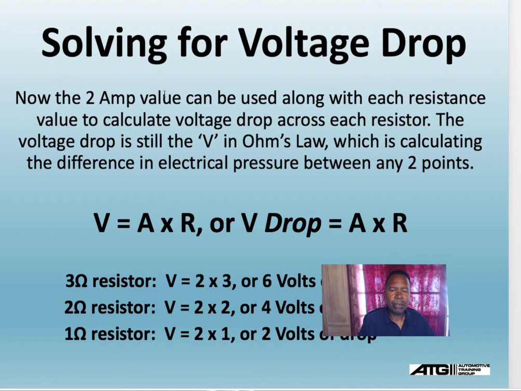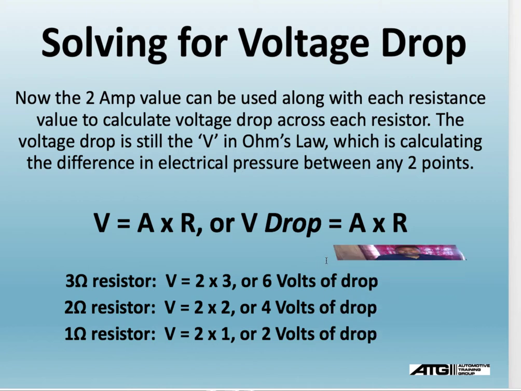So now the 2 amps value can be measured along each resistor value to calculate the voltage drop across each resistor. The voltage drop is still V in Ohm's law, which is calculating the difference in electrical pressure between any 2 points. See, we got voltage equals amps times resistance. Voltage drop equals amps times resistance. And basically what I just showed you earlier.